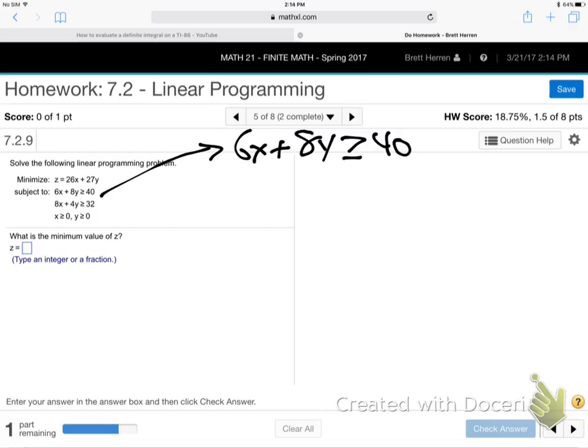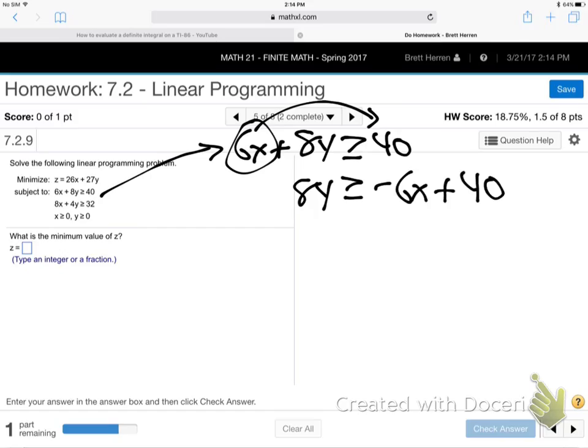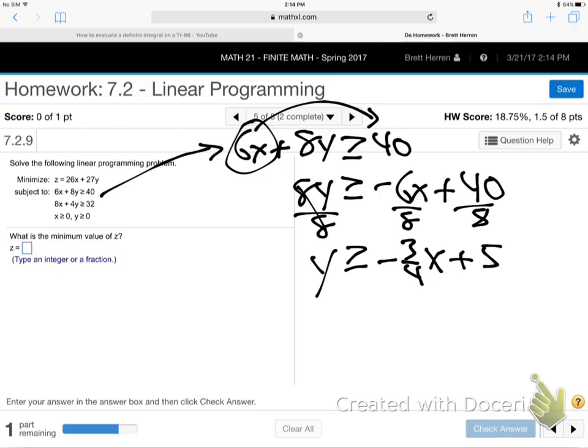So you guys getting that okay? So solve for y. I'm going to grab that 6x and just jump it to the other side, and then divide through by 8. We all good? In fact, you don't even need to clean that stuff up. If you want to type it in just like that, your calculator can graph it, no problem. If you want to simplify it, that's fine too. -3/4x plus 5, like that. Good for the first one.